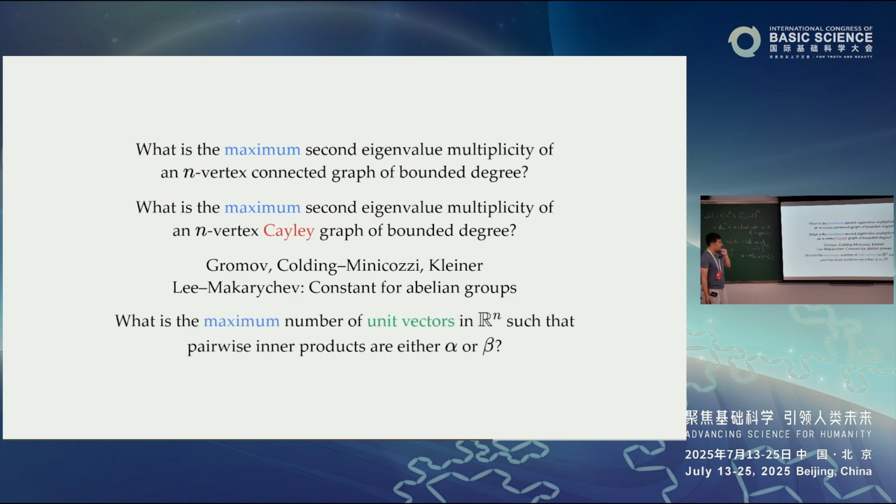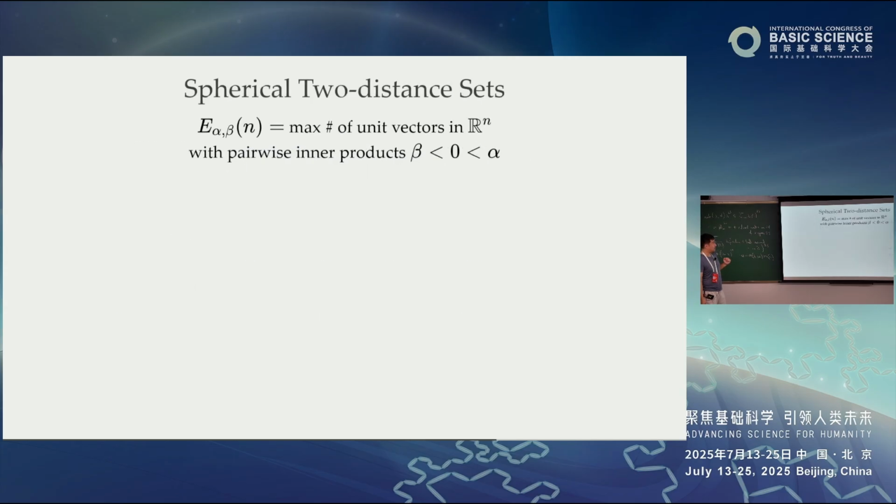A natural extension of the question is to look at unit vectors such that pairwise inner products are either alpha or minus beta, replacing minus alpha by minus beta. And you wonder how hard that could be. It turns out that it again leads to some other interesting mathematics. So I will briefly talk about this.